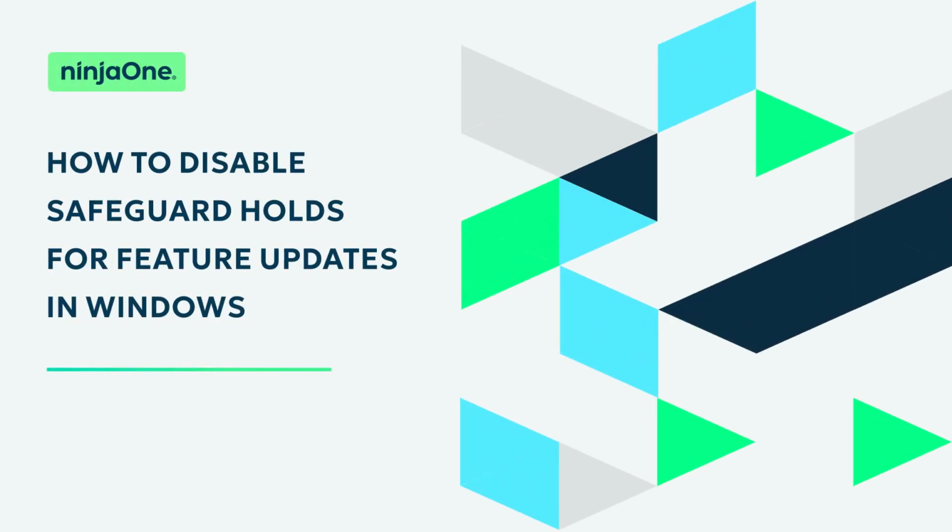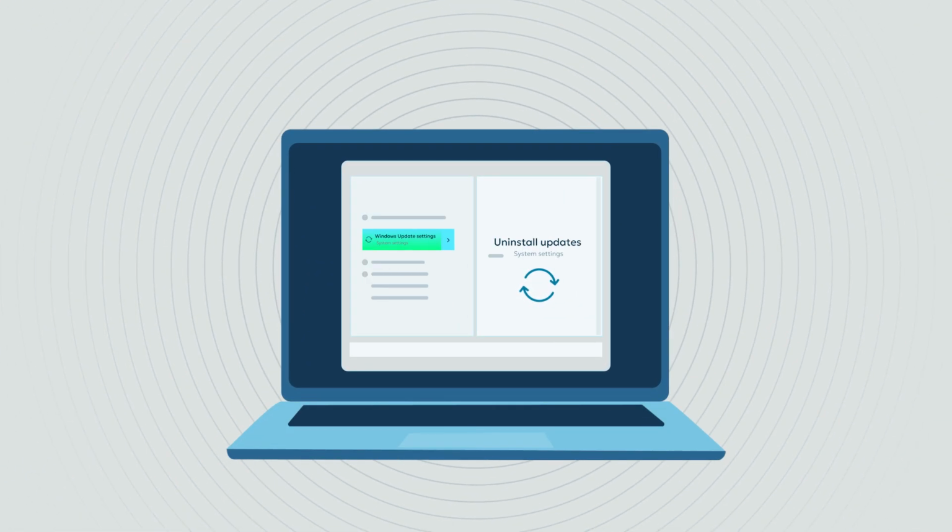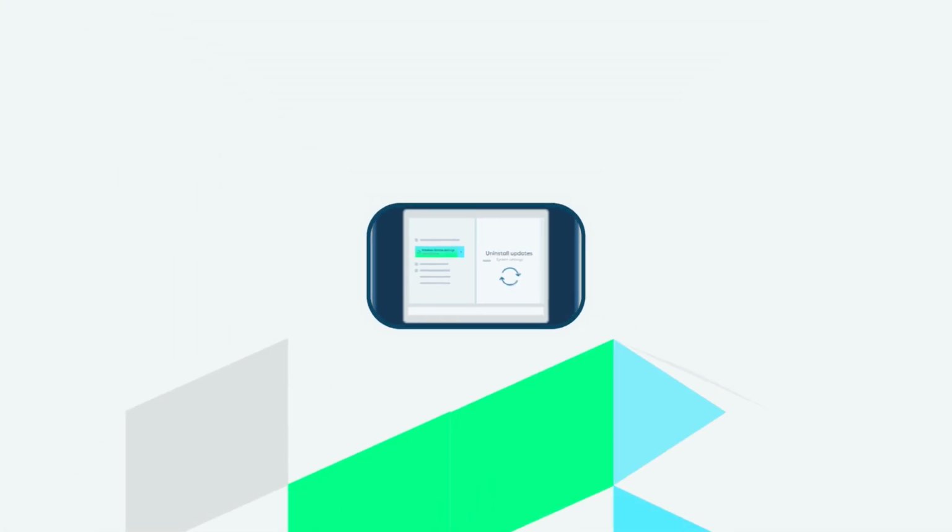How to disable safeguard holds for feature updates in Windows. Safeguard holds stop Windows 10 devices from updating when issues are detected. But sometimes, IT admins need to bypass these blocks to test or validate updates.